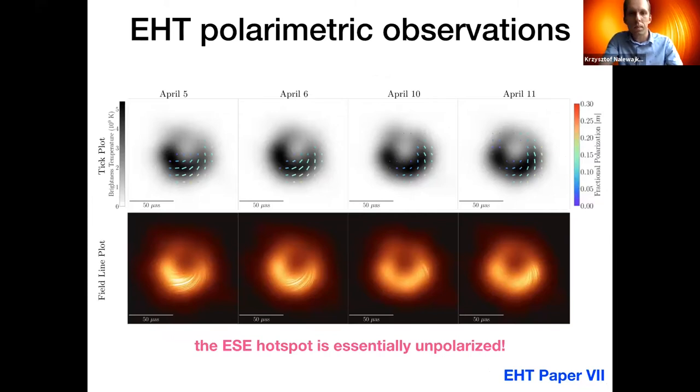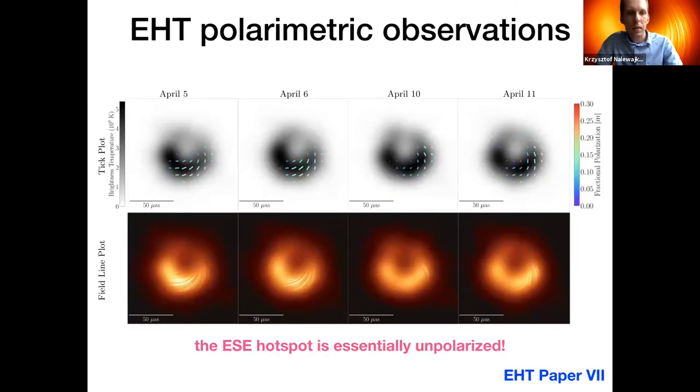When I took a look at the polarimetric observations from EHT that appeared this year, what was striking to me is that polarization is seen almost everywhere except the ESC sector. I mean, except this feature, which I think is interesting, and might be an argument for the existence of a distinct structure there.